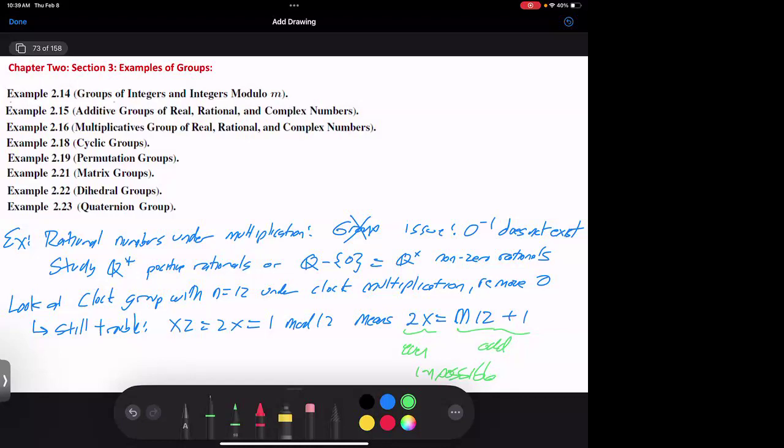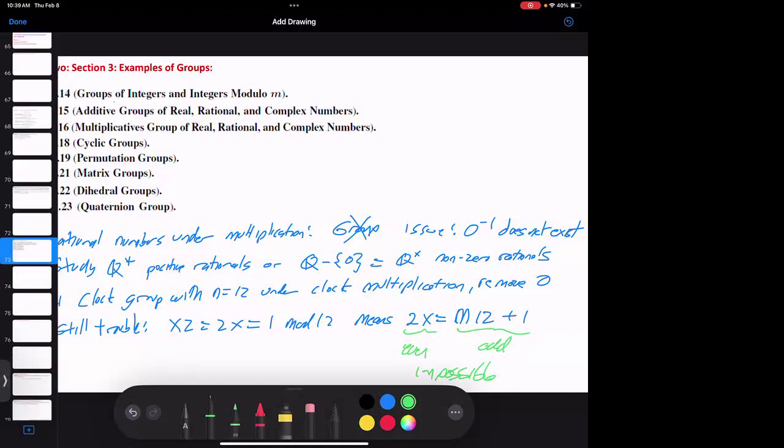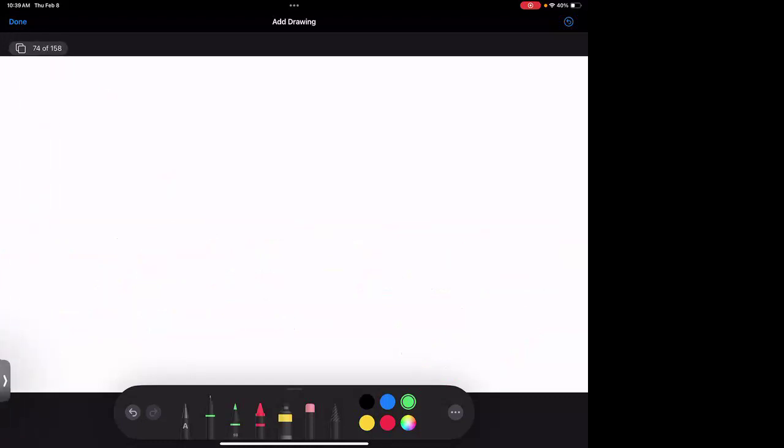So at this point, we should do a lot of investigations and try to figure out which clocks form groups. So can anybody give me a good clock to try? Let's give a smaller one. Let's be nice. Today's be nice to your professor day. 5. All right.